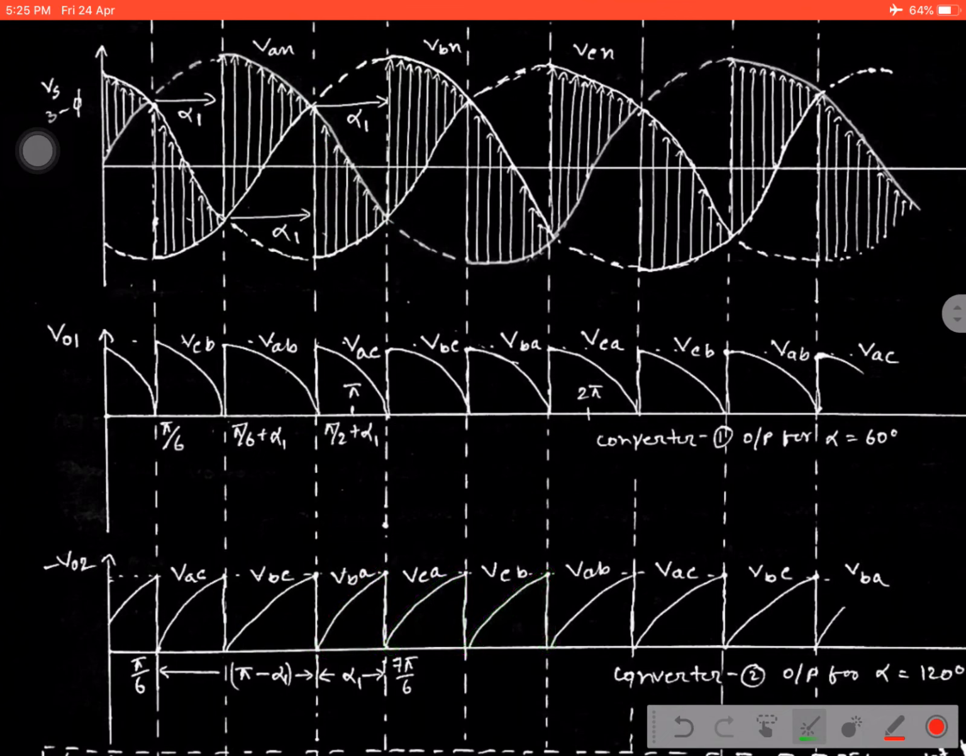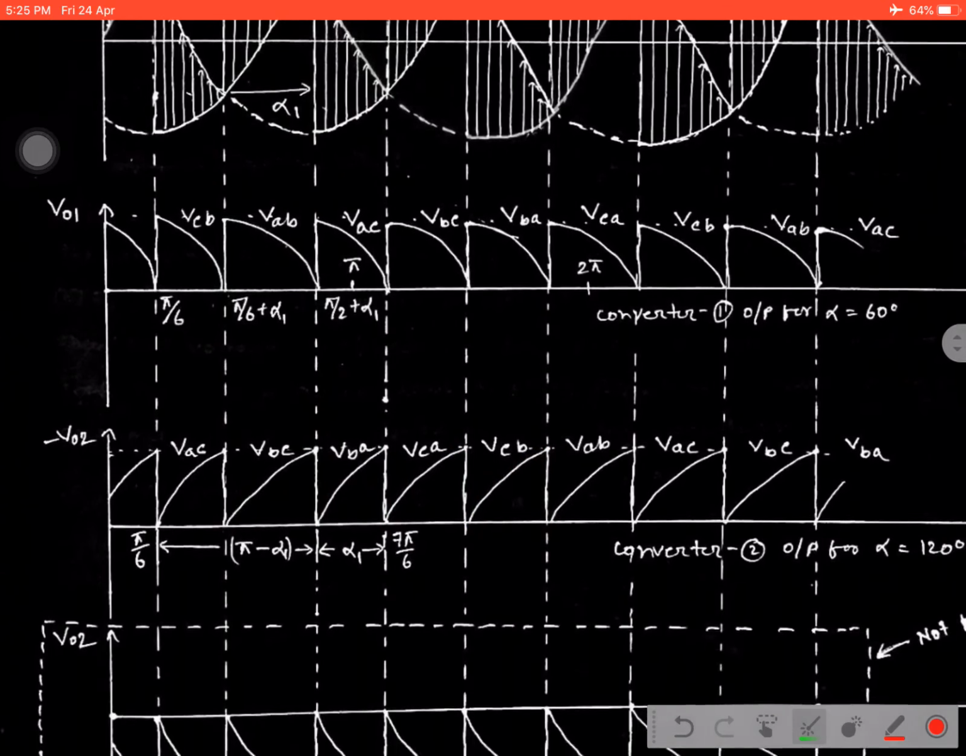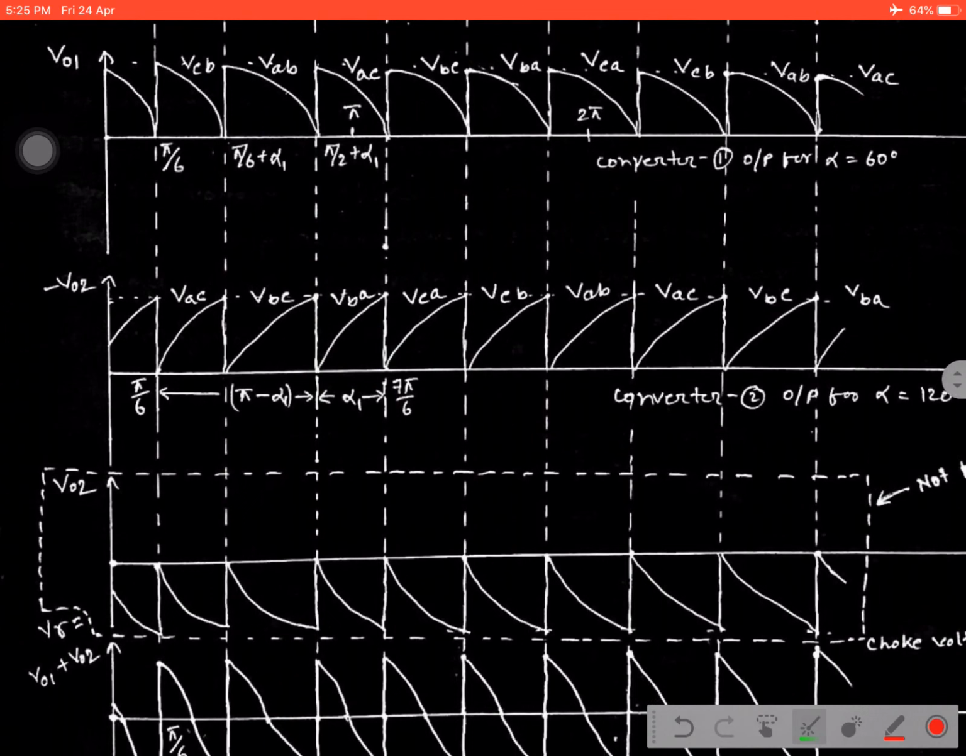For non-circulating mode of operation, as we know, both converters will develop the same amount of voltage but in opposite direction. That is well defined by these two axes. That is VO1 for the first converter output and VO2, the second converter output. And these are all the line voltages appearing across the load.